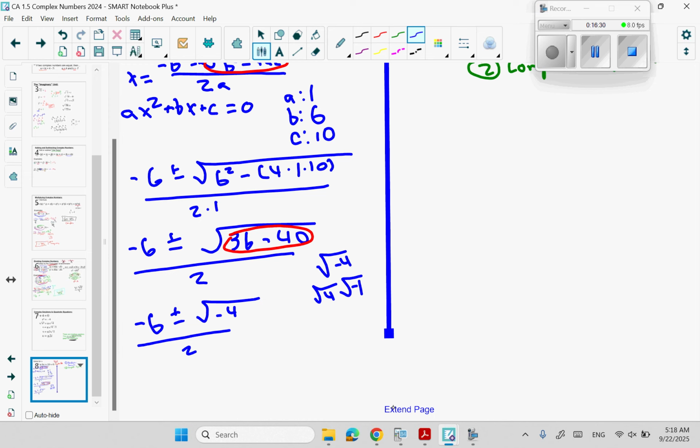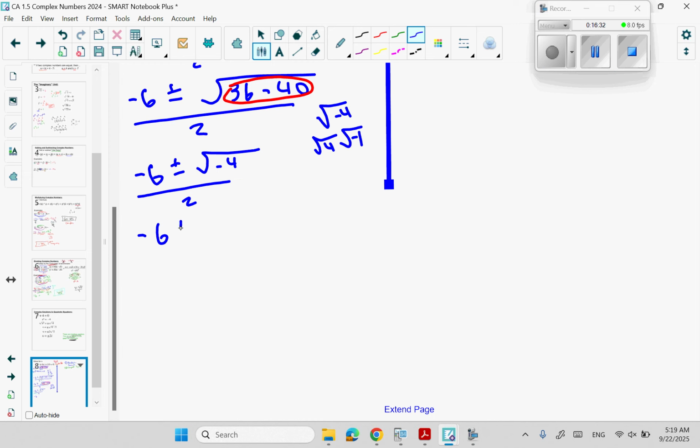So that's going to give me negative 6 plus and minus. Well, the square root of 4 is 2, and the square root of negative 1 is i, all over 2. And as we just talked about 2 slides ago, if I can divide all these 3 things in this triangle, I can do that. I can divide them all by 2. So we would get negative 3 plus and minus i.